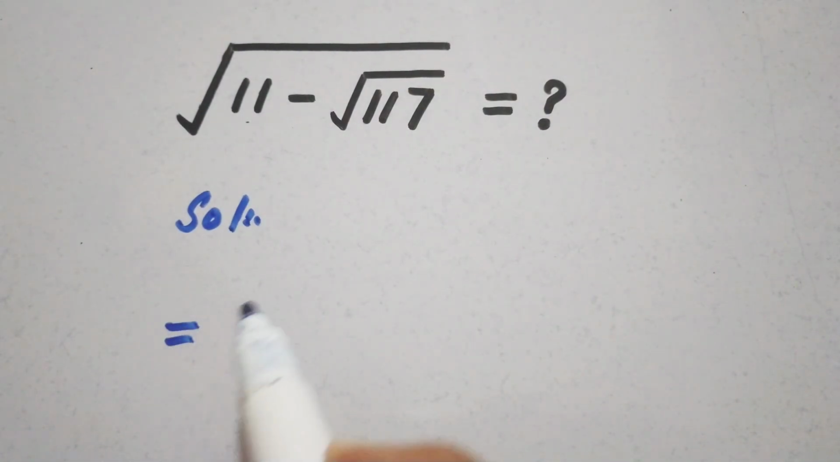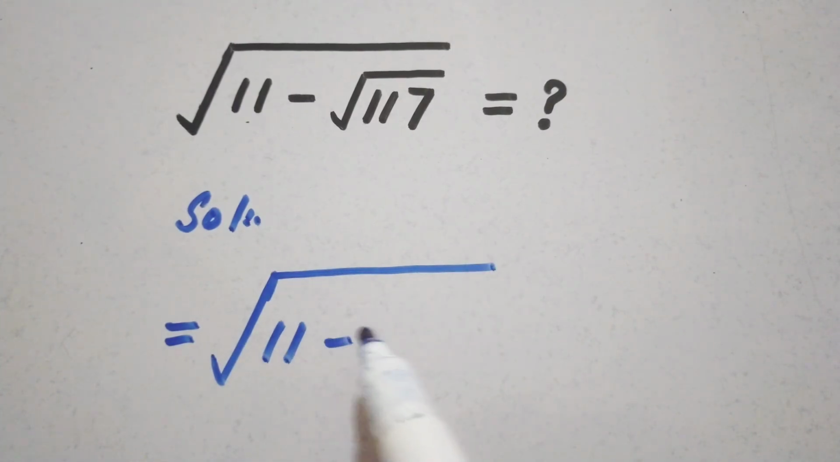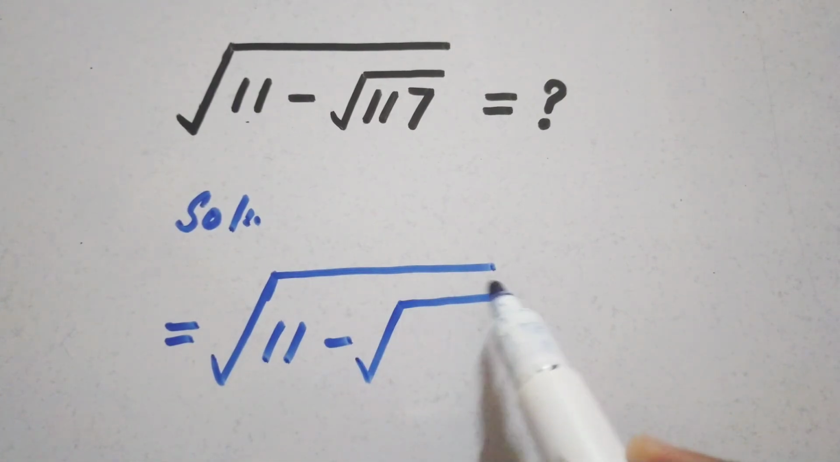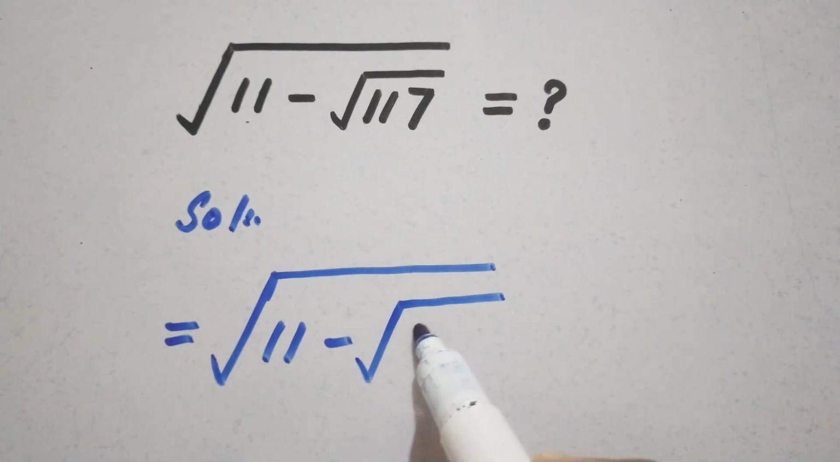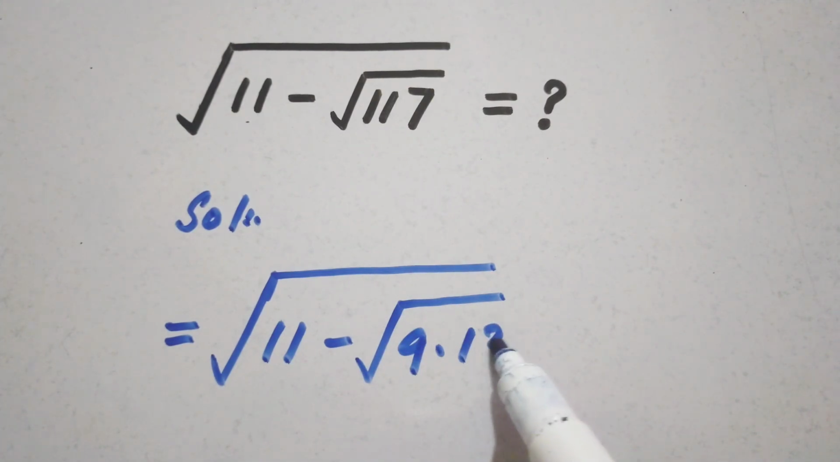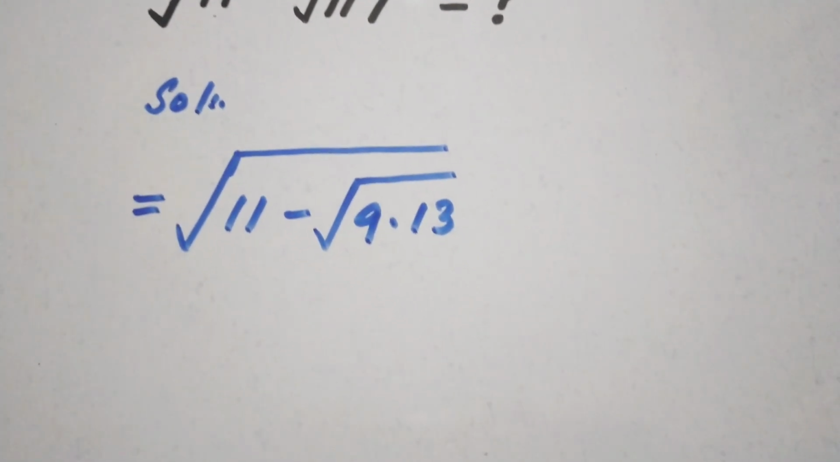As square root of 11 minus square root of 117. 117 is the product of 9 and 13. When we multiply 9 with 13, we get 117.